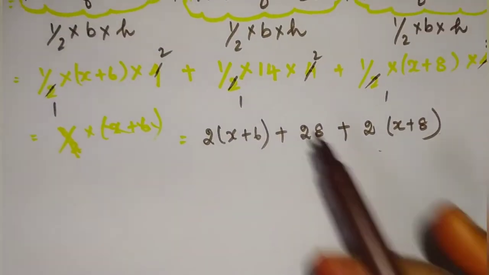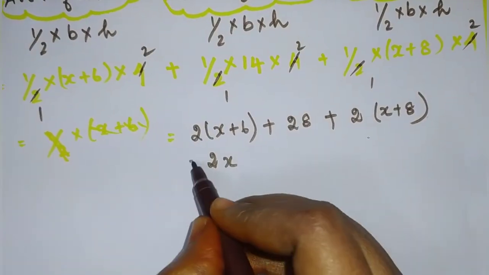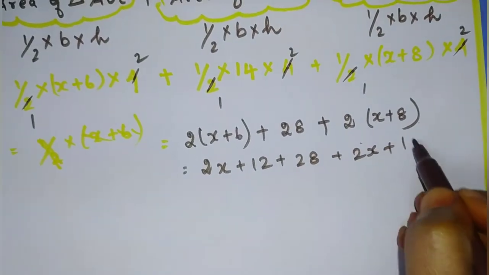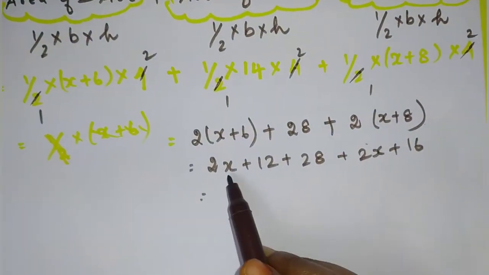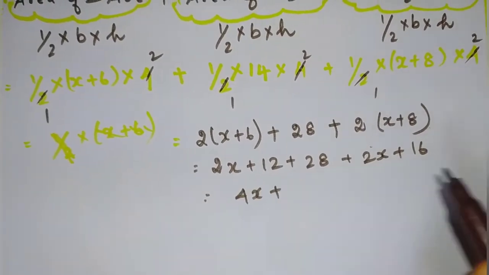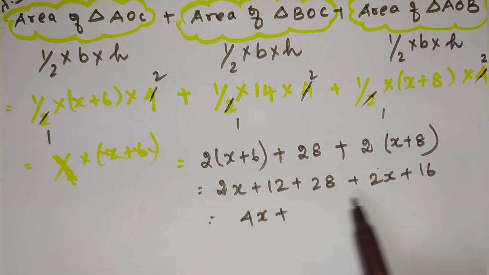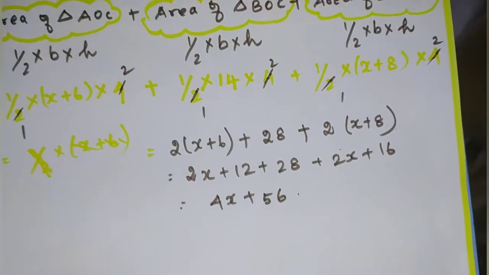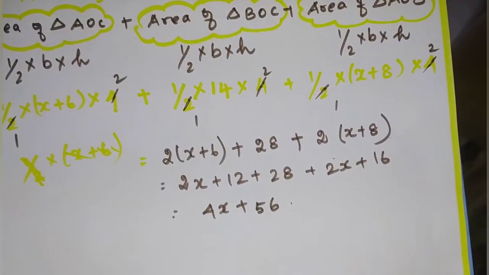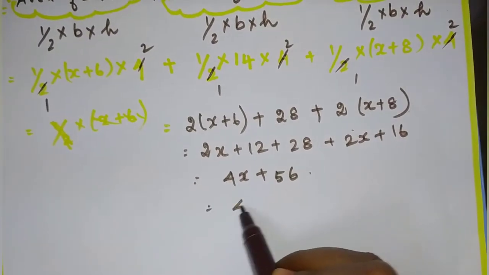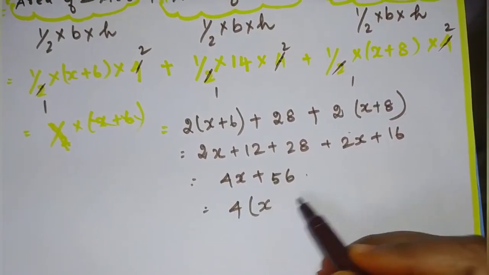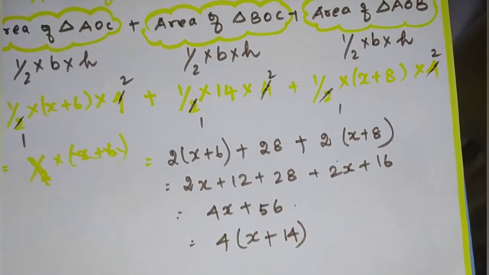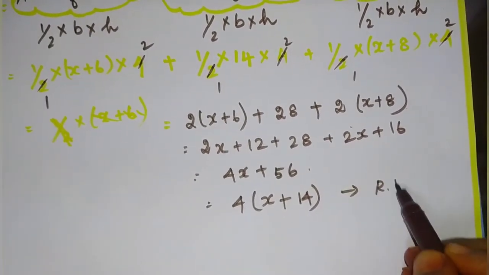Now simplify this one. 2x plus 12, 28, 2x plus 16. 2 8s are 16. So 2x plus 2x is 4x. If you add 12, 28 and 16, what you will get? 56. Clear, children? You can take a 2 outside, no? If you take, what will be the remaining inside? x plus 14. So this is RHS.